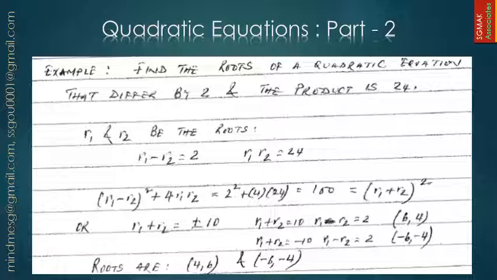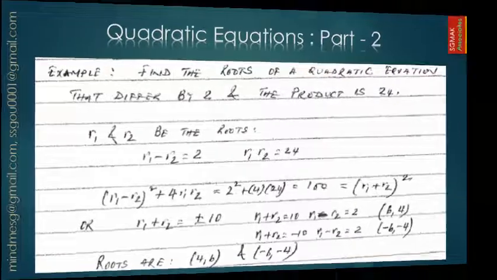So roots are 4 and 6, and minus 6, minus 4. Written left to right, the number is increasing. Okay, moving on to the next.